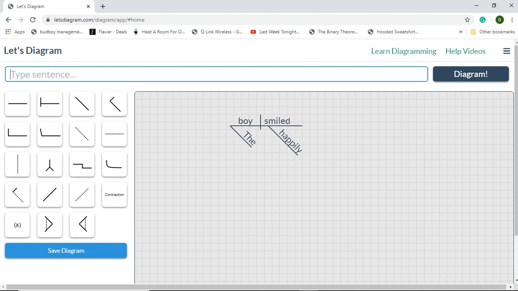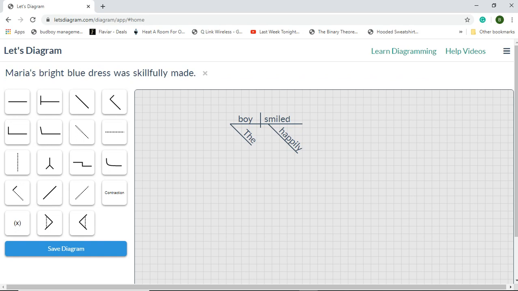This is a long sentence, you guys. So, the sentence for question number 2 is: Maria's bright blue dress was skillfully made. Maria's bright blue dress was skillfully made. So, let's make our cross.